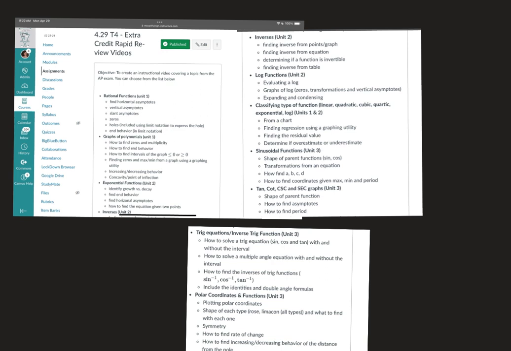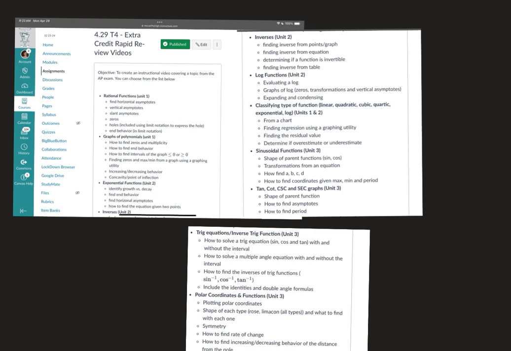If you pick, let's say I pick rational functions, then that video has to cover everything that's underneath it. Not one thing from underneath it, but everything from underneath it, okay? I tried to go in order. There are some that blend together, but your goal is a simple, rapid review. You don't need a big, long explanation or a big, long example. Simply, how do you find those things?